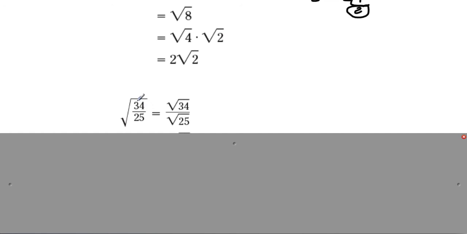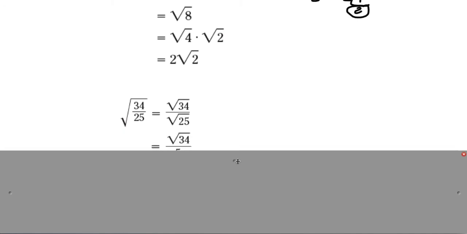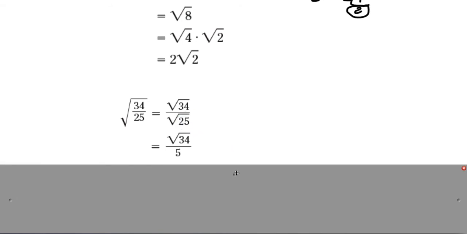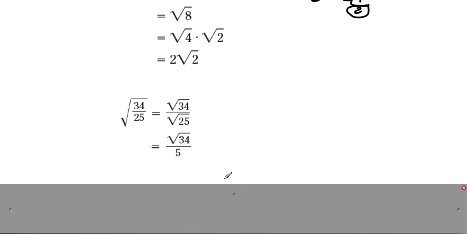So radical 34 over radical 25 is actually radical 34 over the radical of 25. So you have radical 34 over 5. 5 is the principal square root of 25. Okay, so 5 is the principal square root of 25, and that is the simplest form, without going into decimals, of course.